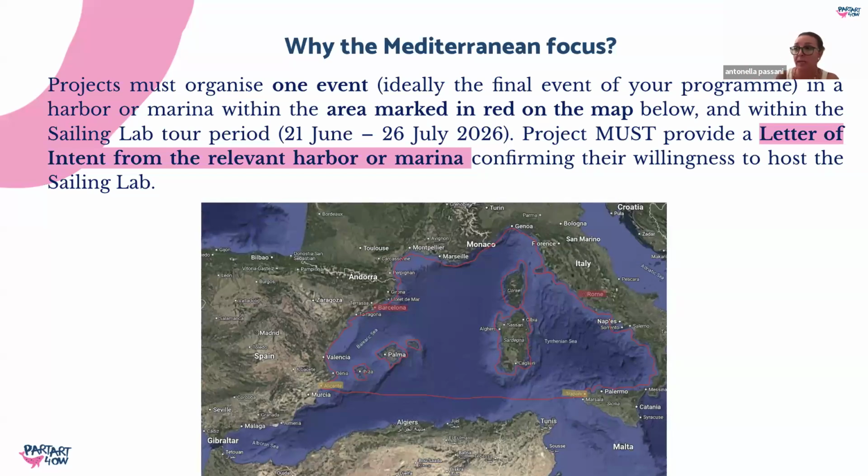So the events need to be in the red map, and in the yellow point, so Trapani, Alicante is the maximum south, let's say, that the sailing lab can go. This is because we have 1 month of navigation, a little bit more than 1 month of navigation, and this is, let's say, the area that can be covered. Of course, there are multiple possible routes, and we will see where the pies are located, and then according to the location of the pies, we will organize the actual route.